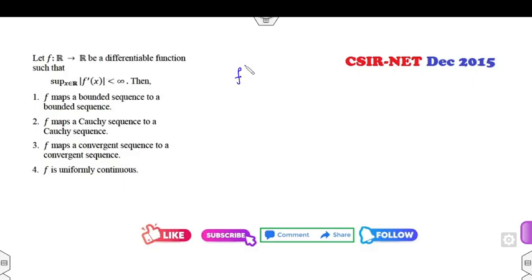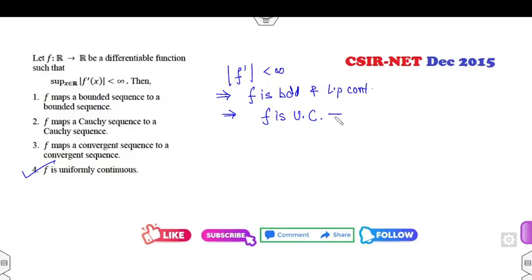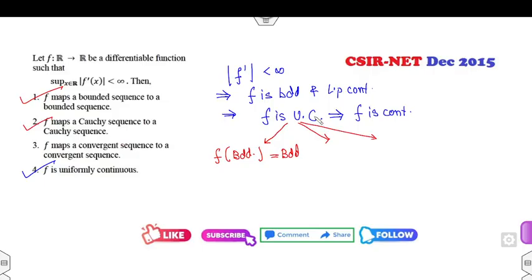F is a function defined in this manner. What does it mean? F is bounded and Lipschitz continuous. Once f is bounded and Lipschitz continuous, f is uniformly continuous. If f is uniformly continuous, this implies f is continuous as well. Now, if f is uniformly continuous, then f maps a bounded sequence to a bounded sequence? Yes. If f is uniformly continuous, then f maps a Cauchy sequence to a Cauchy sequence. Correct. If f is uniformly continuous, f maps a Cauchy sequence or convergent sequence to a convergent sequence.